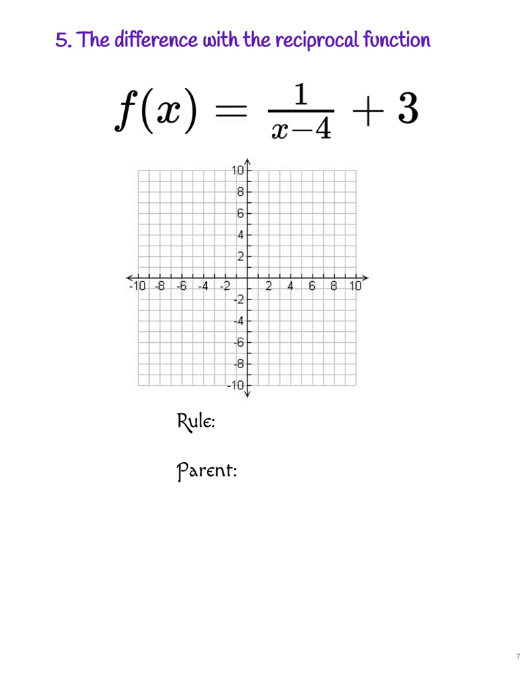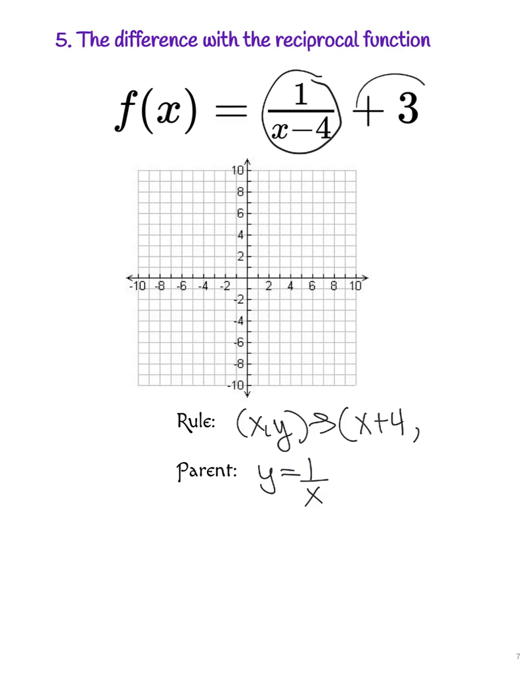All right, now something's different with the reciprocal function. Notice I don't even have a chart. The parent function is 1 over x. The rule is, you can see that this is kind of considered to be the inside of the function, being moved 4 to the right, and then this is on the outside, so it's y plus 3.